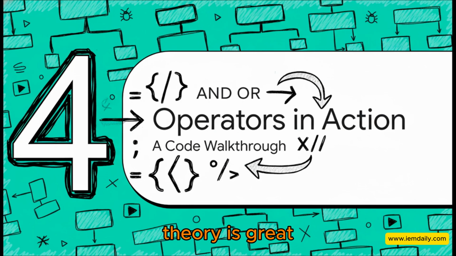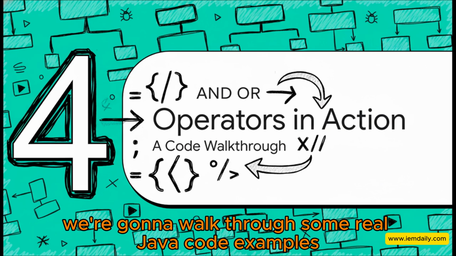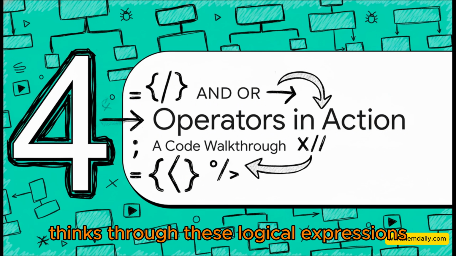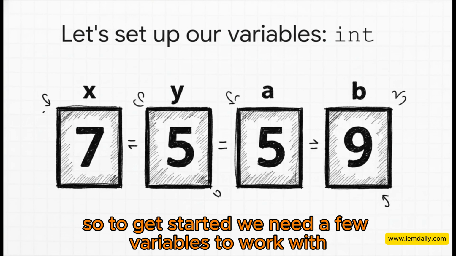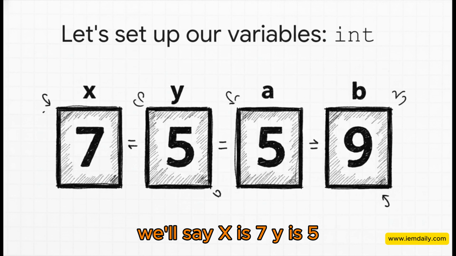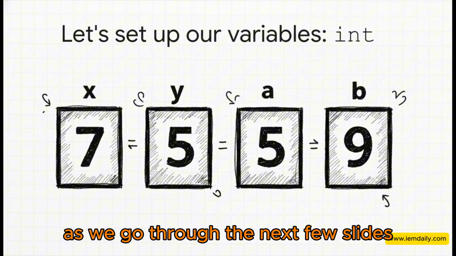All right, theory's great, but let's actually see this stuff in action. We're going to walk through some real Java code examples and see exactly how the computer thinks through these logical expressions. So, to get started, we need a few variables to work with. Let's just create 4 integers. We'll say x is 7, y is 5, a is 5, and b is 9. Got it? Just try to keep those values in your head as we go through the next few slides.